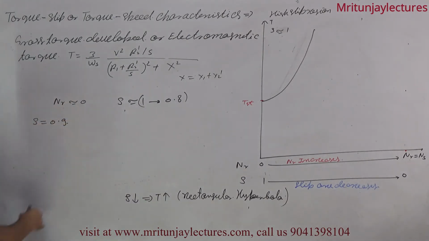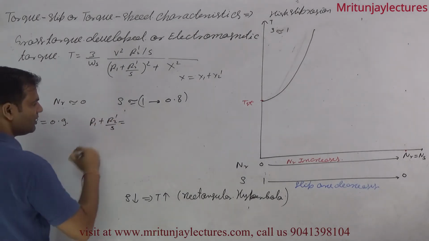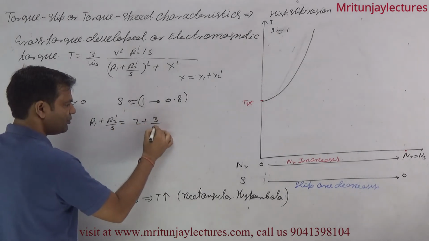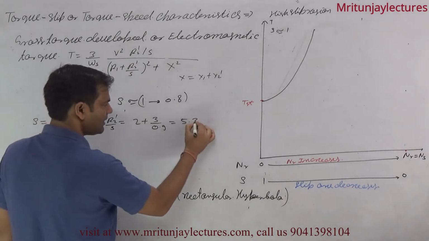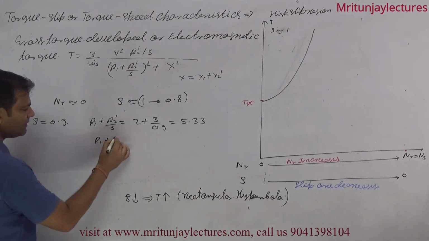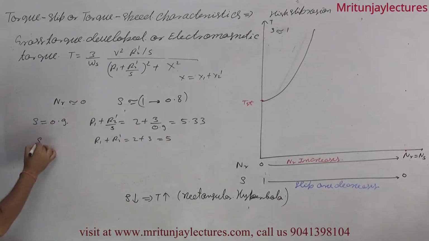At s equal to 0.9, R1 plus R2 dash by s, practically that is 2 and 3 divided by 0.9, finally we got 5.33. And if you consider s as 1, then R1 plus R2 dash is equal to 2 plus 3, which is equal to 5. Okay, if you consider like this.